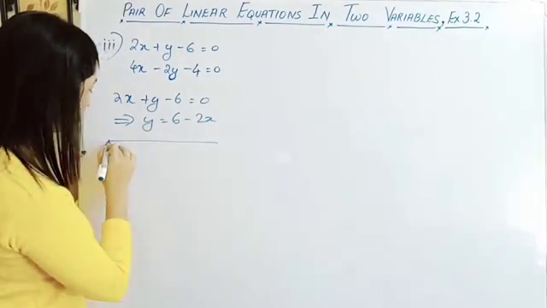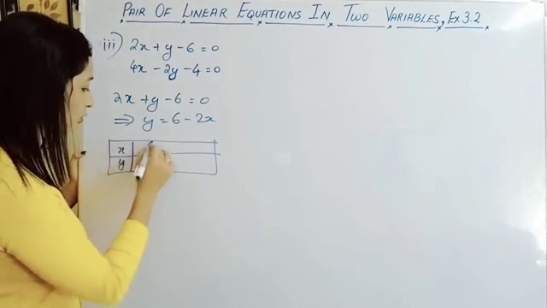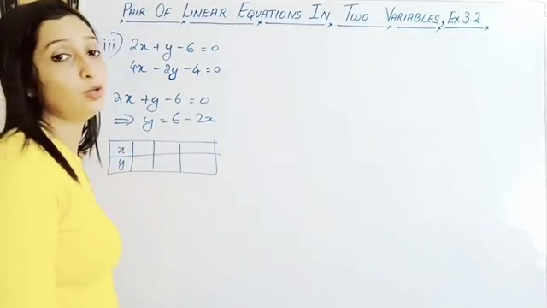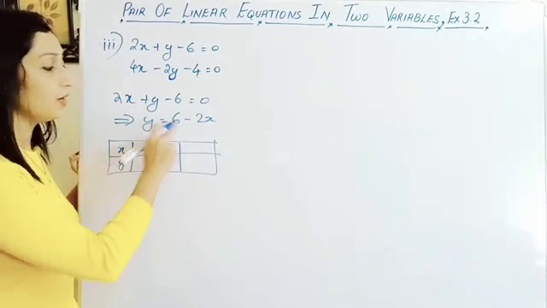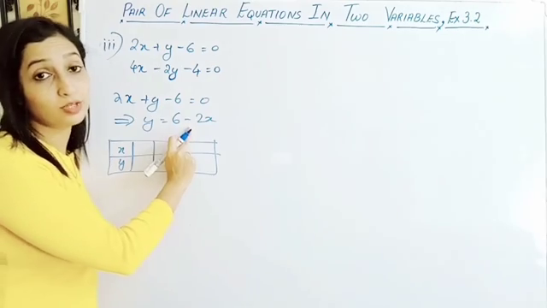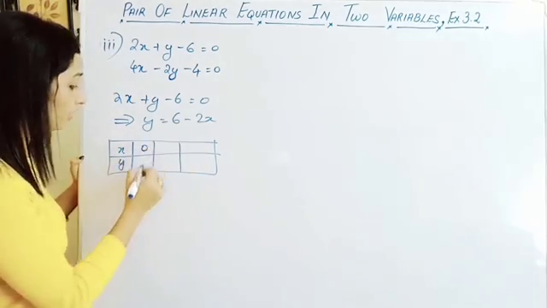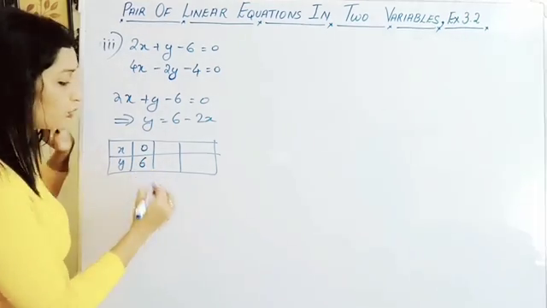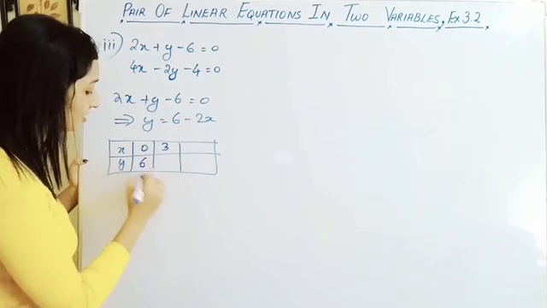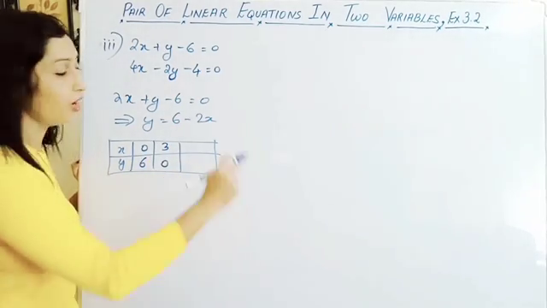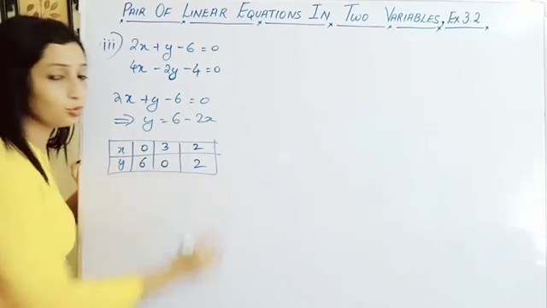Now let's draw the solution set box and write x, y and find out at least 3 values of y for the corresponding values of x. So first, what value of x can I take so that I can avoid decimals in y? I can take x as 0. Then what do I get? I get y is equal to 6. Now when x is equal to 3, what happens? I get y equals 0. Now when x is equal to 2, what do I get? y is equal to 2.